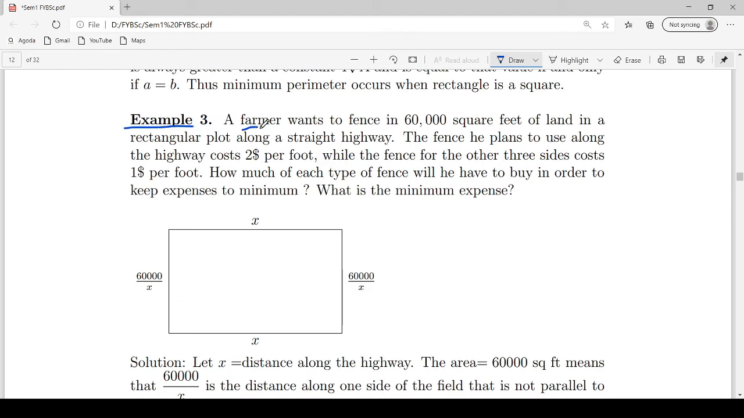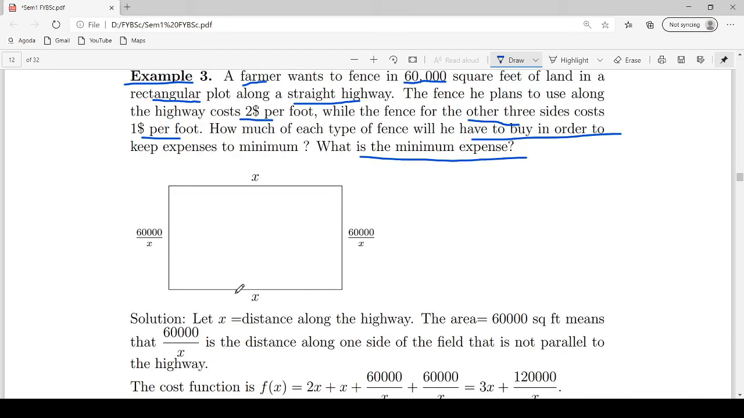It says a farmer wants to fence in 60,000 square feet of land in a rectangular plot along a straight highway. The fence he plans to use along the highway costs $2 per foot, while the fence of the other three sides costs $1 per foot. How much of each type of fence will he have to buy in order to keep expenses to a minimum, and what is the minimum expense? So I have shown a rectangle here, and you assume that x is the distance along the highway.